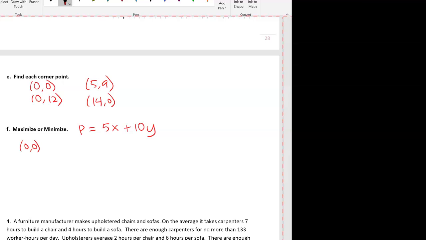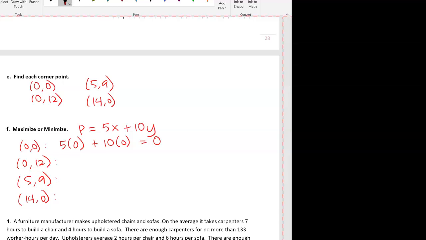So I'm going to go ahead and plug in 0, 0, but you'll see it doesn't really help me because it will just give me 0 points. So we've got 5 times 0 plus 10 times 0, which of course will just give me 0. So we won't really need that one. But we need to do the others. So 0, 12, you're going to plug that in. We're going to plug in 5, 9, and then 14, 0.